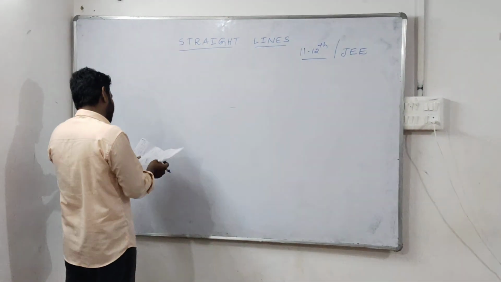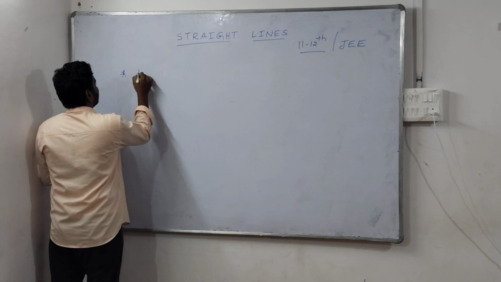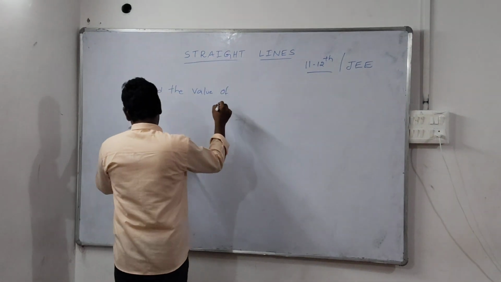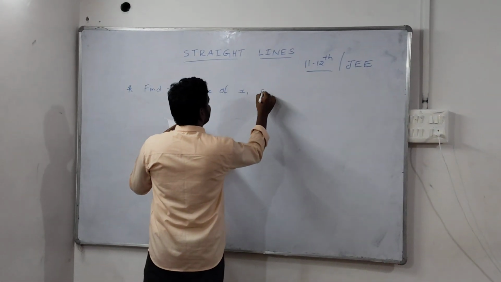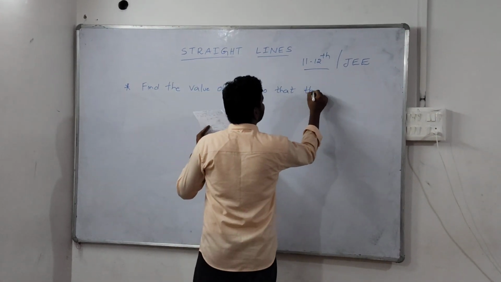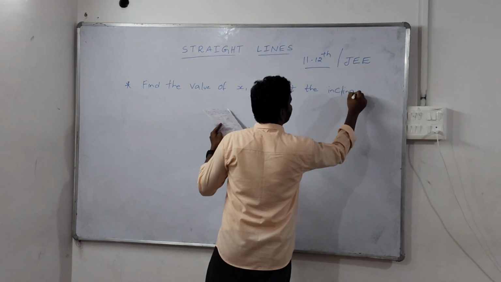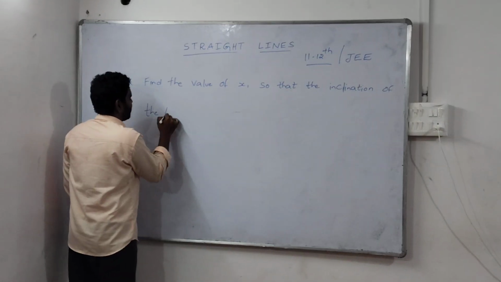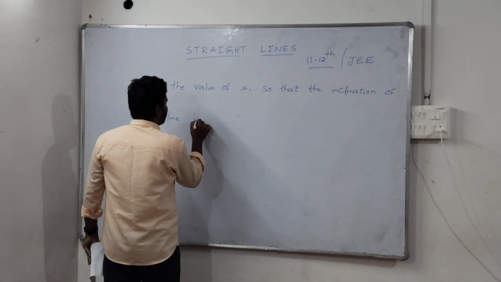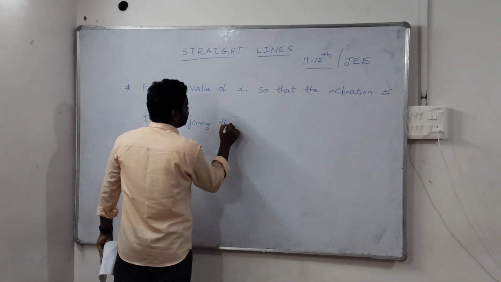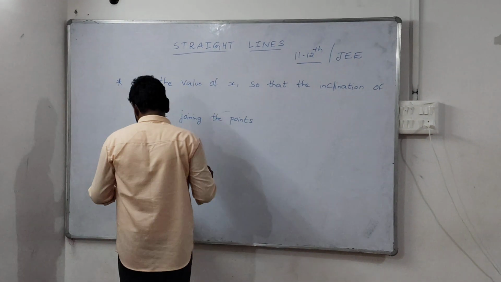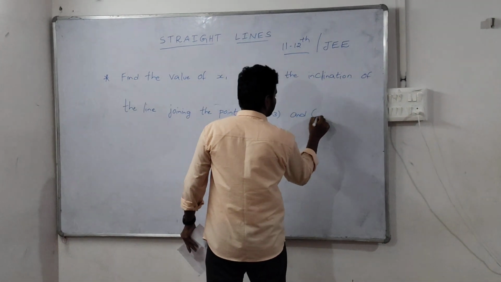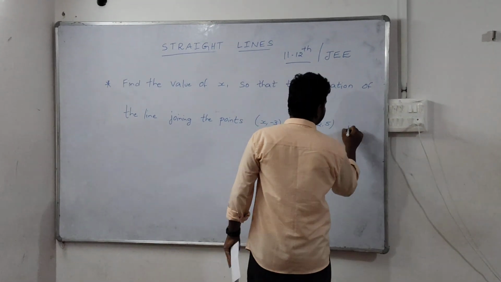We'll discuss examples on this. Find the value of x so that the inclination of the line joining the points x comma minus 3 and 2 comma 5 is 135 degrees.